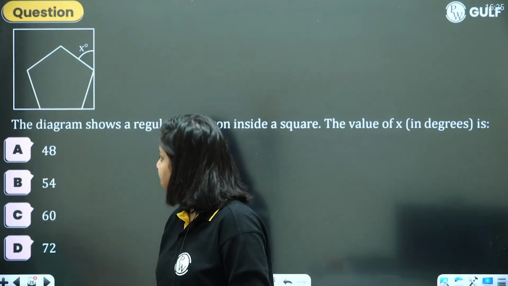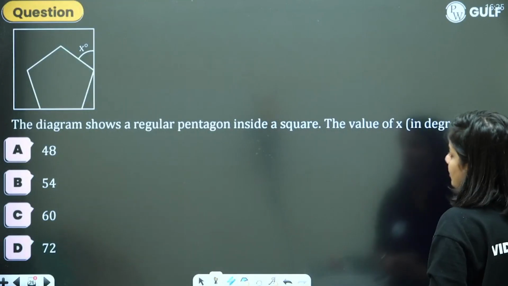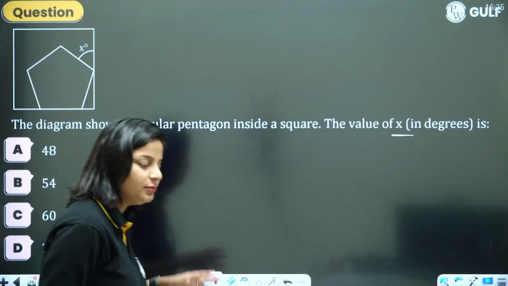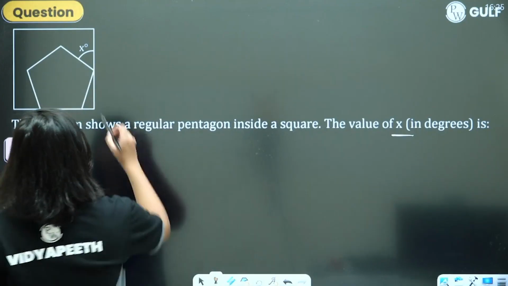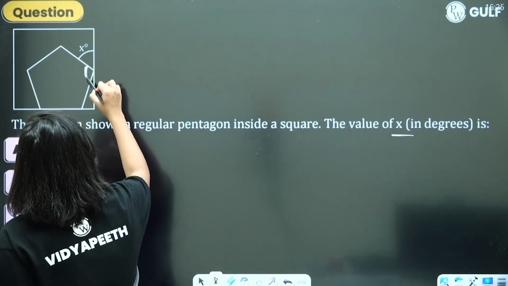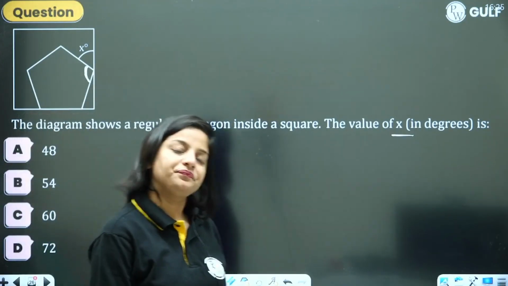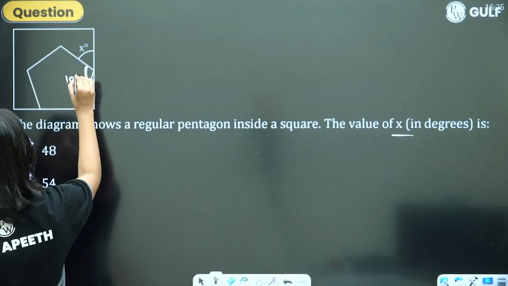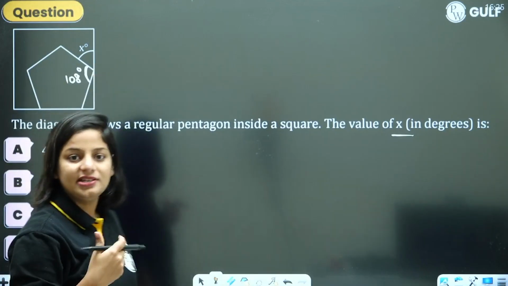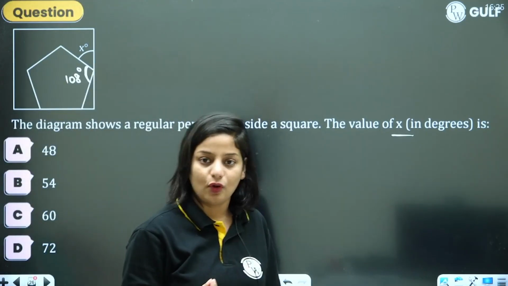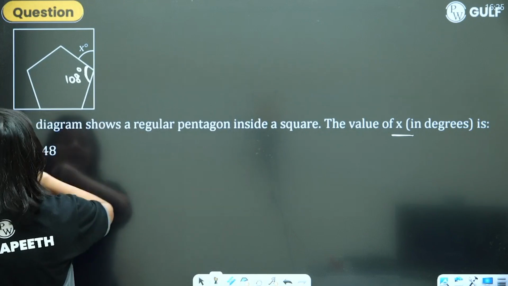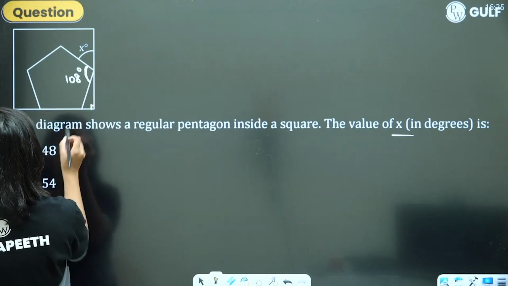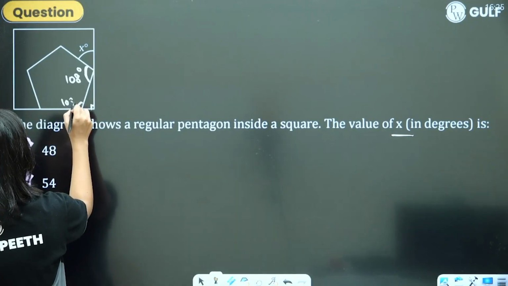Next one. The diagram shows a regular pentagon inside a square. The value of x is how much? It is a simple geometry problem. If you all know the formulae of interior angles, this angle will be 108 degree. I expect you all to know. Aryabhata AGC paper you all are solving interior angle formula. This is 108 degree. This will be 90 degree. Each interior angle will be 108 degree.